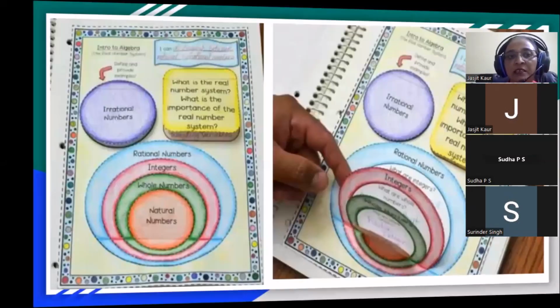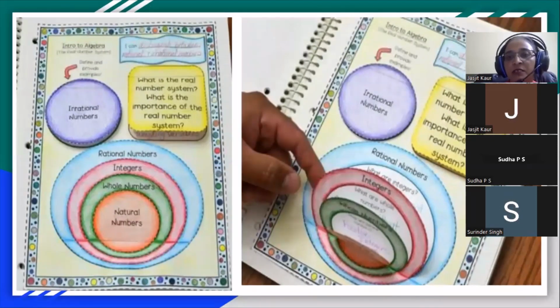See, in the concept of rational numbers, we can explain to them that we have the natural numbers, whole numbers, integers and rational numbers. And next, we can help them understand the different definitions.